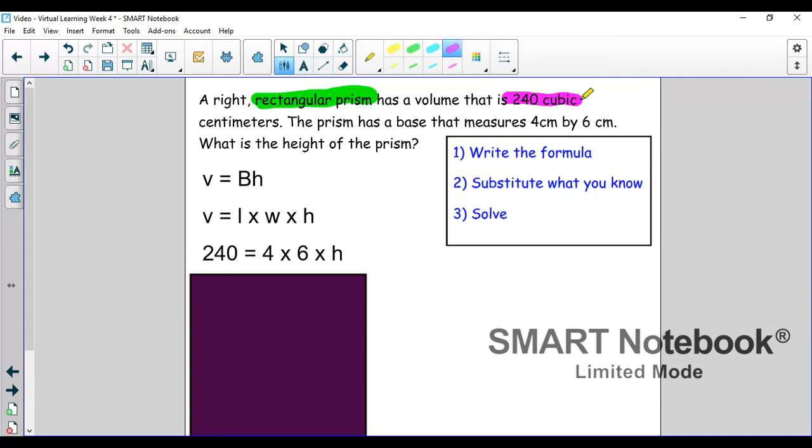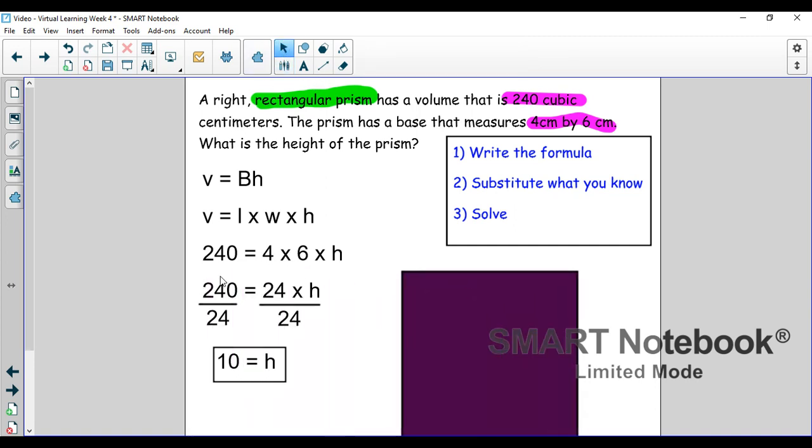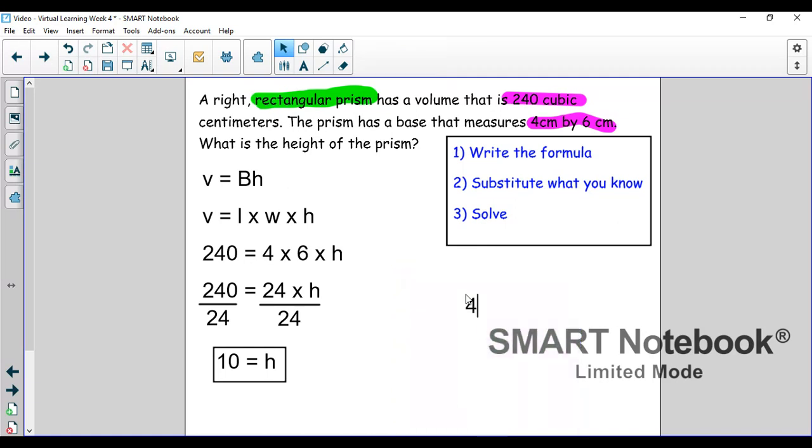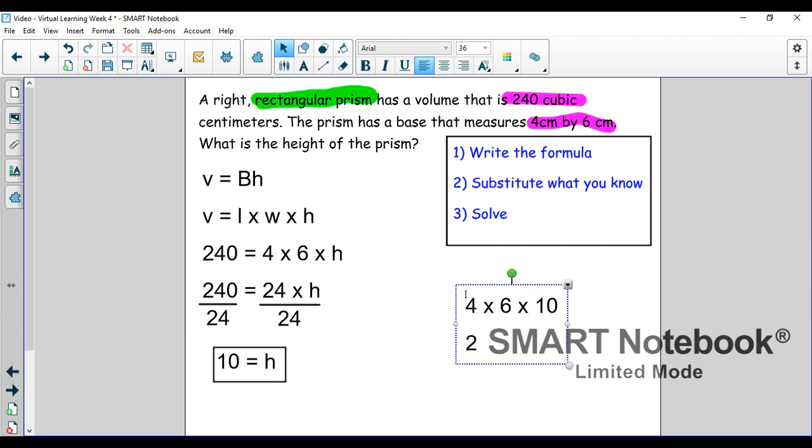They told us that the volume is 240 cubic centimeters, that it has measurements of a base, which is length times width, of 4 and 6. Again, I'm going to do all the math I can. 4 times 6 is 24, times the height should give me 240. Working backwards, I'm going to divide each side by the coefficient 24. 240 divided by 24 in a calculator would be 10. And again, if I wanted to check my work, all I'd have to do is 4 times 6 times 10. I would put that in a calculator, and it would work out to 240 cubic units.